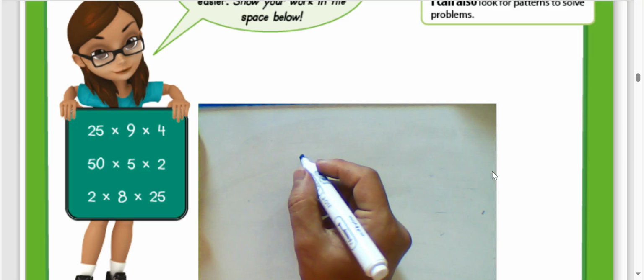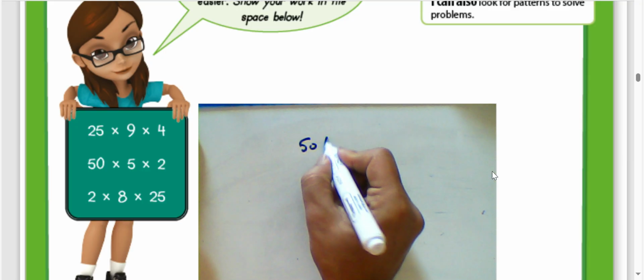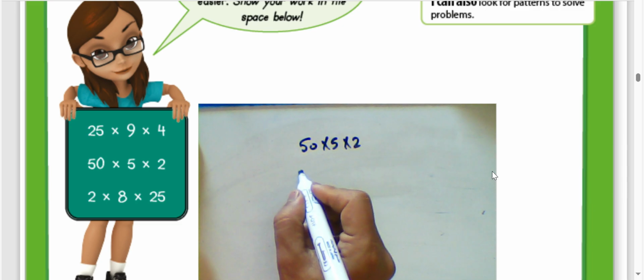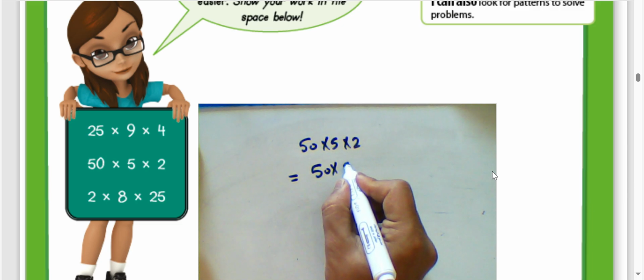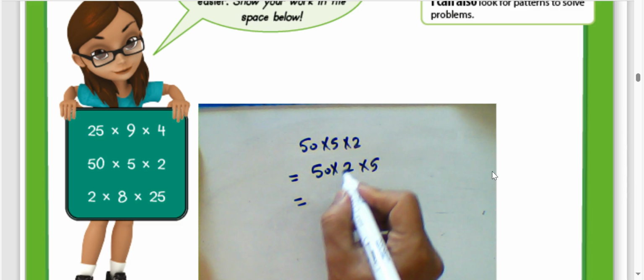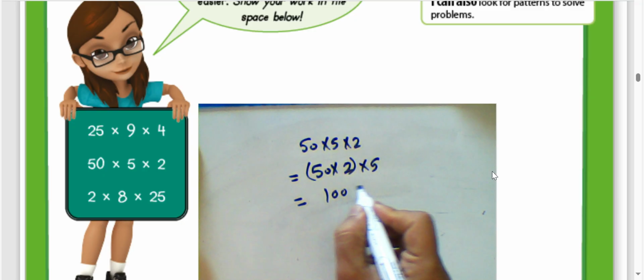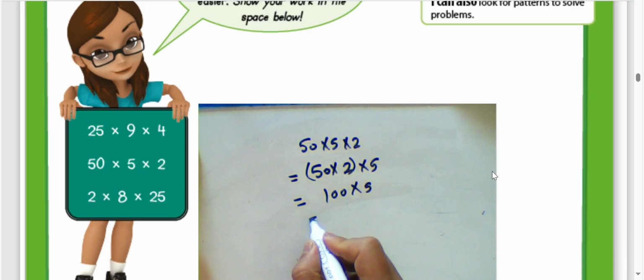Okay, and also the second question, 50 times 5 times 2. We can write 50 product by 2 product by 5. Then 50 times 2 equals 100. 100 times 5 equals 500.